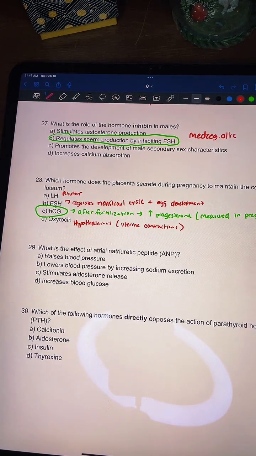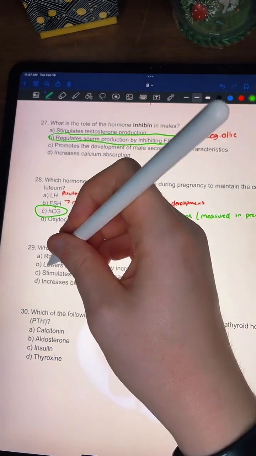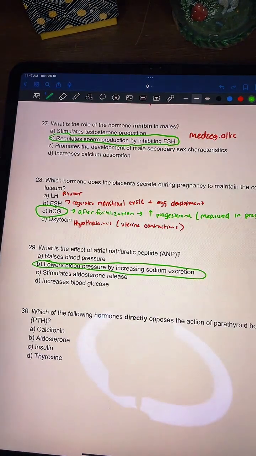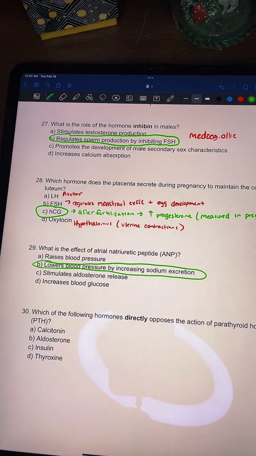But 29, I'll answer that now. 29 is B. Lowers blood pressure by increasing sodium excretion.